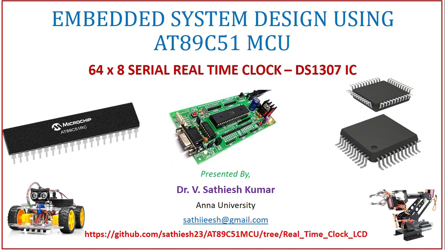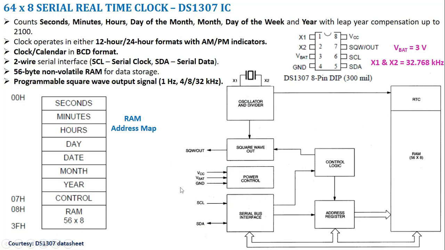In this tutorial, I will be discussing how to design a real-time clock using your microcontroller. The real-time clock which we are going to use is the DS1307 IC, which has 64 by 8 memory locations. It's a serial real-time clock which gives date and time information through a serial interface known as I2C. The complete code and simulation of this project is available in the GitHub repository link given below. Now let us start with the design of your real-time clock.